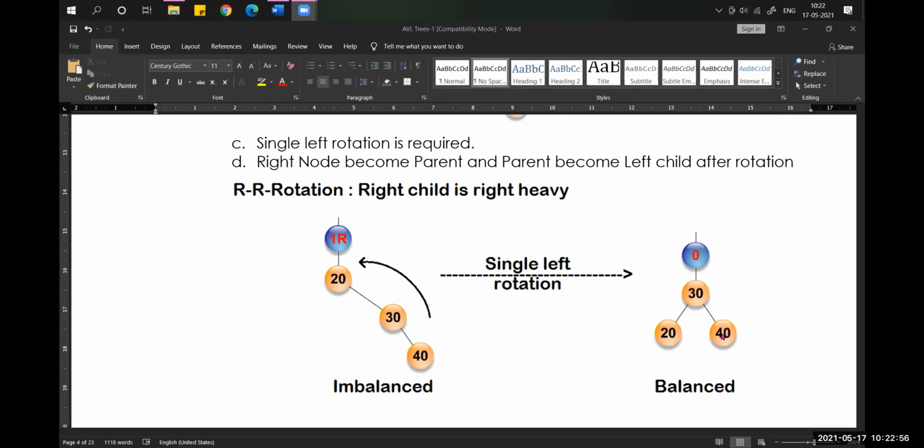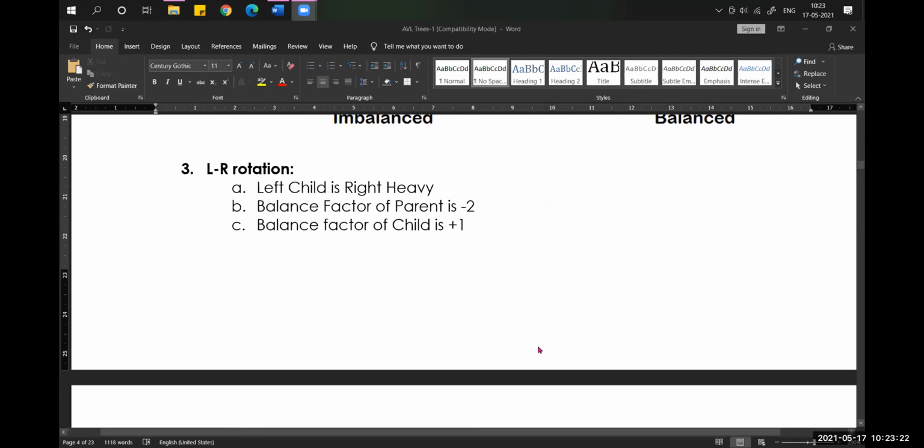Now if you find the balance factor of this tree, it will be equal to 0. Why? Because how many right children? 1. How many left children? 1. So 1 minus 1 is 0. 0 is the balance factor of node 30. Like that you have to find. Now this tree is a balanced tree. So this is the second type of rotation. Now let's check the third one.